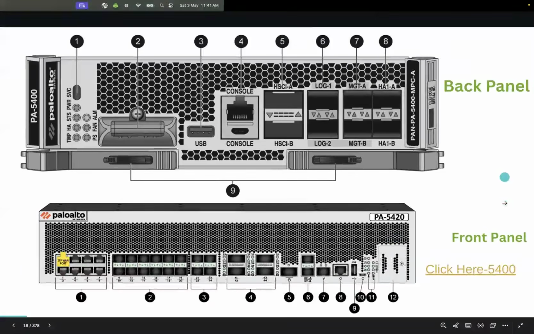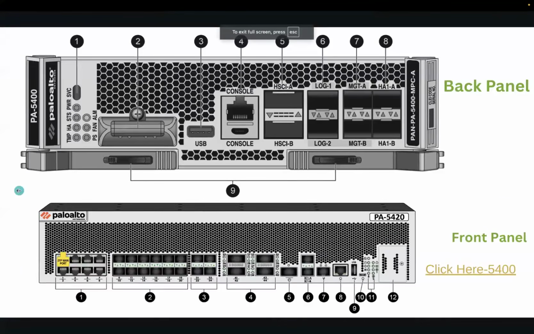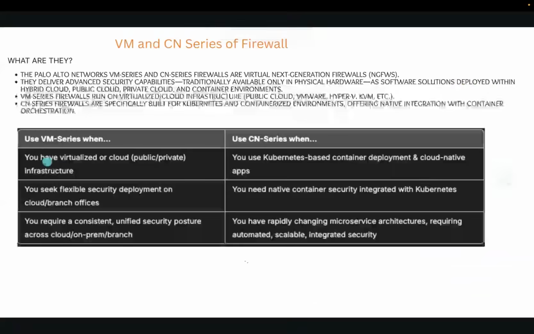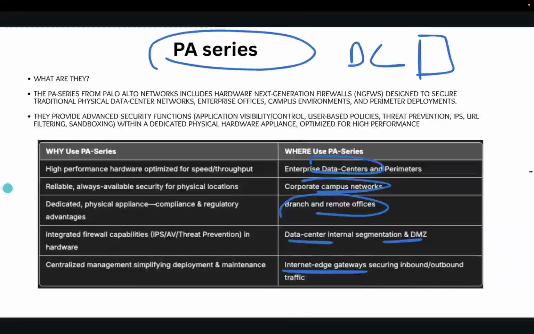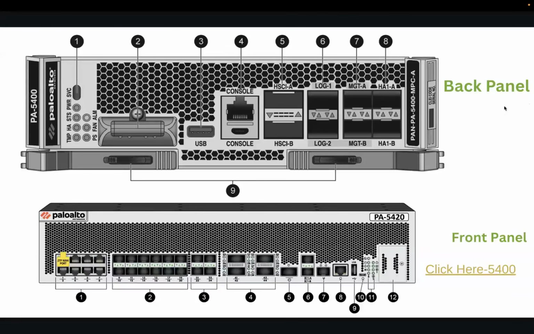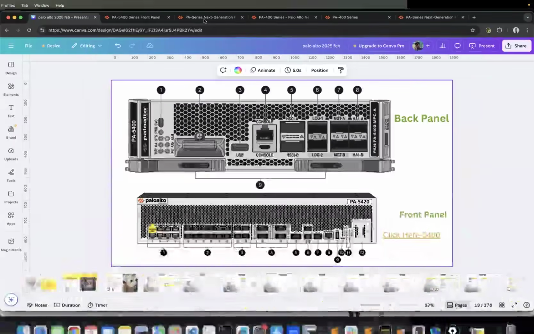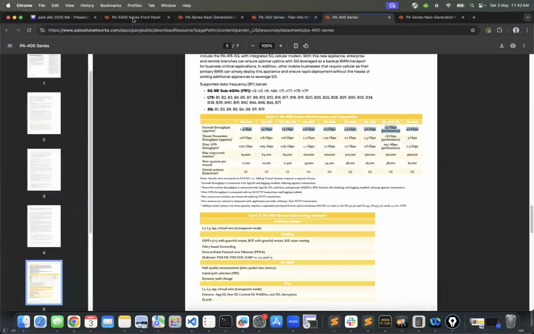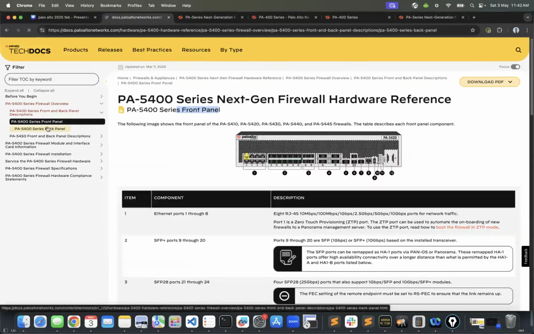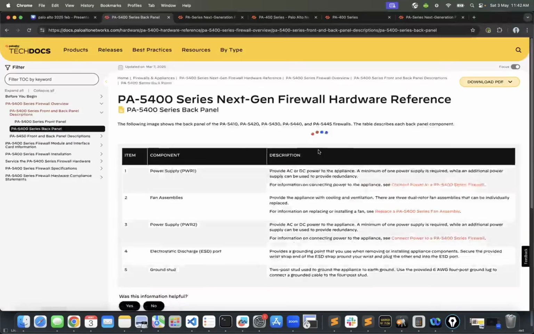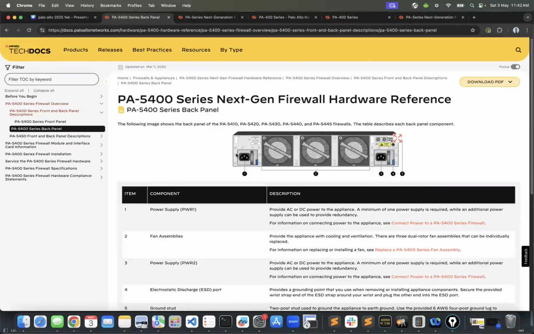Front panel, back panel, front panel. Okay. Let's talk something about the back panel as well. Okay, so this is sufficient. Let's use this picture itself. PA series. Okay, this is front. Okay, so if I go here, no, this is not good. Let's use my own.